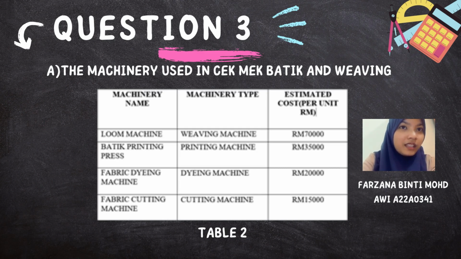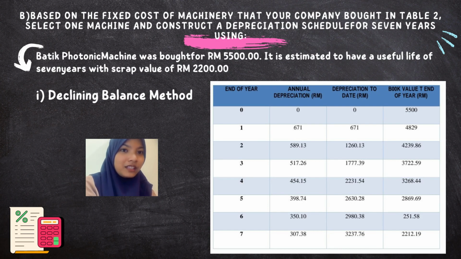For question 3A, this is a list of machines along with the cost we use for the check mat, batik and weaving. For question 3B1, this is a table of depreciation for 7 years using the declining balance method. Our company assumes a useful life of 7 years, while the salvage value is RM5,500, for check mat, batik and weaving.